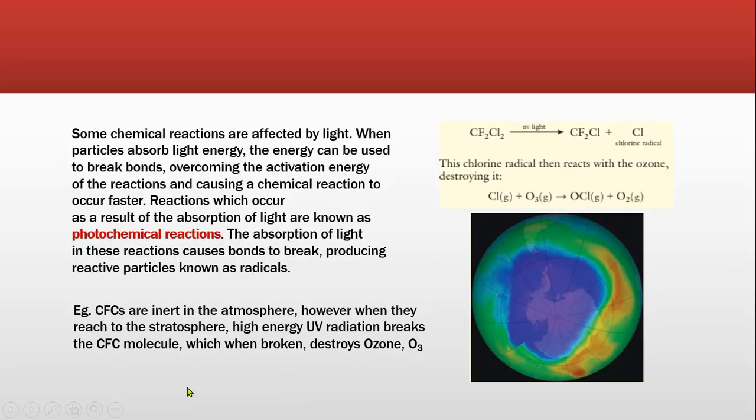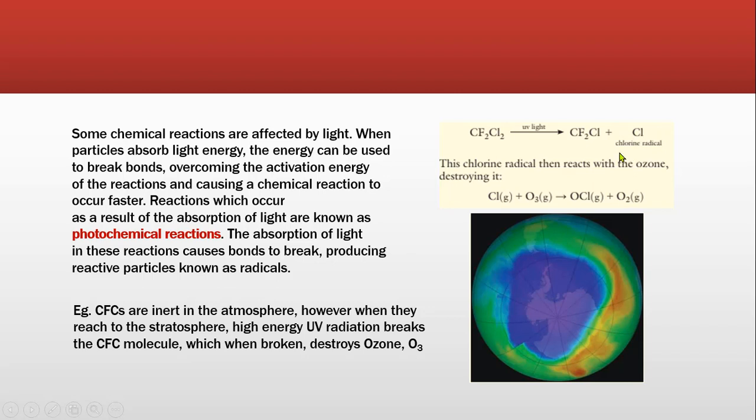For example, when we use aerosols like bug spray or hairspray or anything like that, it releases something called CFCs, or we also call it chlorofluorocarbons. Now, when they are in the atmosphere, they are inert and they do not react. However, when it reaches the stratosphere, the high energy UV radiation breaks the CFC molecule, as you see here, right? So this is chlorofluorocarbon. UV light causes it to break and form another chlorofluorocarbon and a chlorine radical.